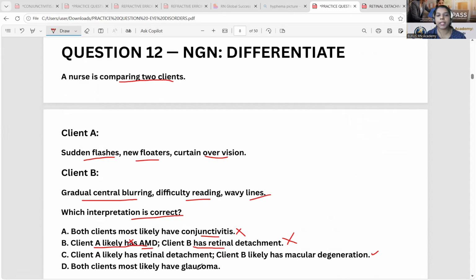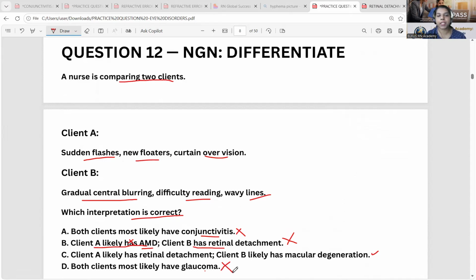Both clients most likely have glaucoma. It is not a symptom related with glaucoma. In glaucoma there is increased intraocular pressure, and here the first three given symptoms are related with glaucoma, but they are not the significant symptoms of glaucoma. So it is a wrong answer.